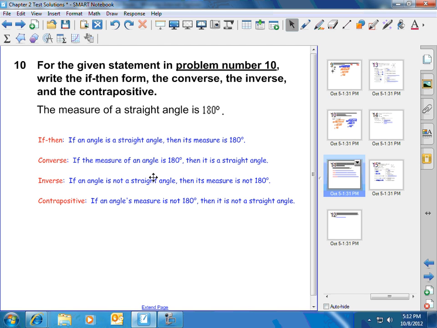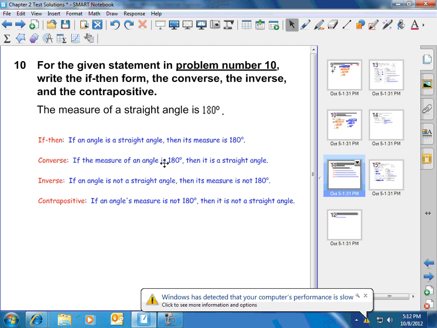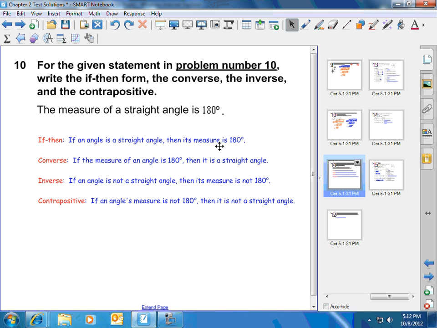Remember, again, the converse is the reverse. You're swapping your if and your then statement. So my then statement will become my if statement, and I need to include the subject. So if the measure of an angle is 180, or if an angle measures 180 degrees, then it is a straight angle. So the then part of my original statement becomes the if part, including the subject, and the if part of my original statement becomes my then in the converse. Okay, so we're just flip-flopping the if and then statements.